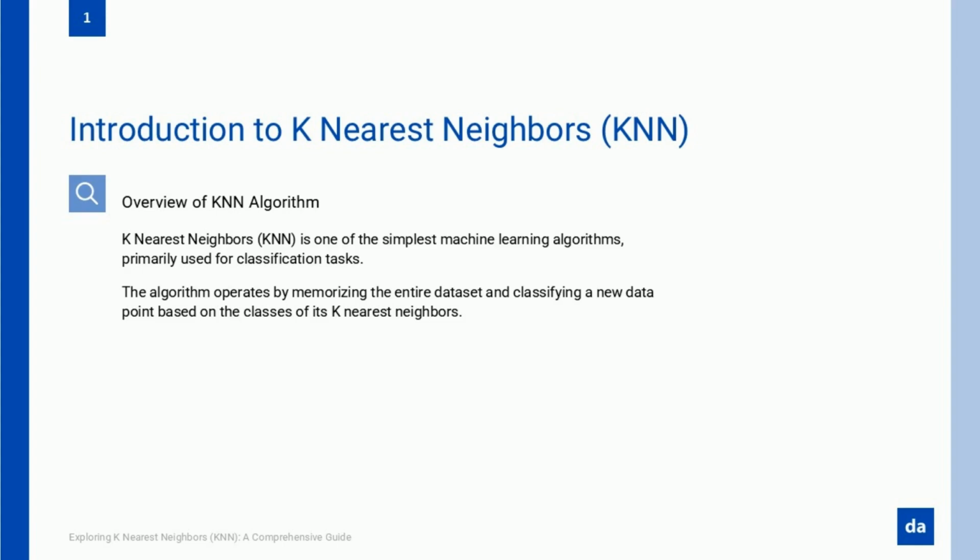It's a lazy learner, meaning it doesn't train in advance. Instead, it does all the work when it's time to predict something. That makes it easy to implement, but also slow on large datasets. All right, that's the first step of our journey into KNN.